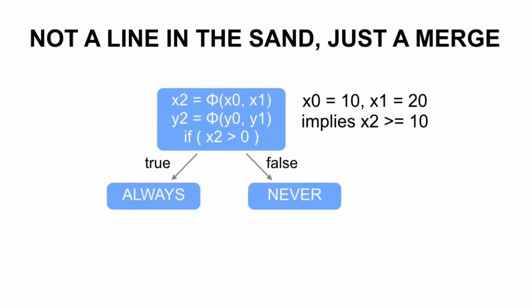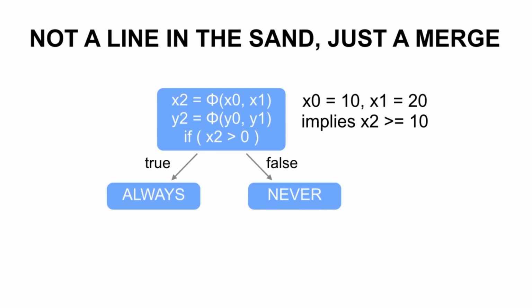For instance, since x sub 0 was equal to 10 and x sub 1 was equal to 20, that implies that x sub 2 is greater than or equal to 10. And we could actually still use that if the last part of our block was something like if x sub 2 is greater than 0, to deduce that that's always true, and the other branch just never happens. And this is another form of dead code elimination, this time working forward on the graph rather than backwards. The just-in-time compiler can do this as well.